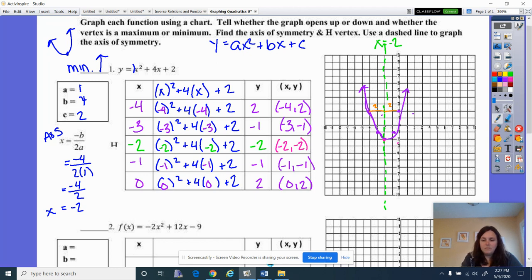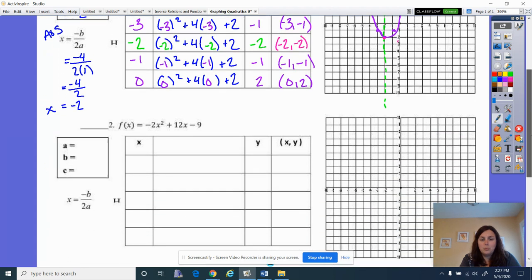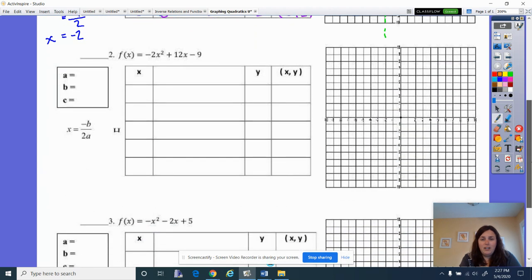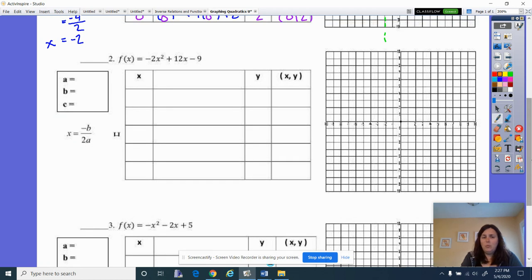All right. What I want to do super quick, I just want to go through one more problem, but I'm going to breeze through it. All right, and let's look at this second one right here. The first thing I'm going to do this time is just fill in my function in my table so that I'm ready to go. And now I'm going to decide, okay, what's my A value? Well, it's negative 2, B is 12, C is negative 9.